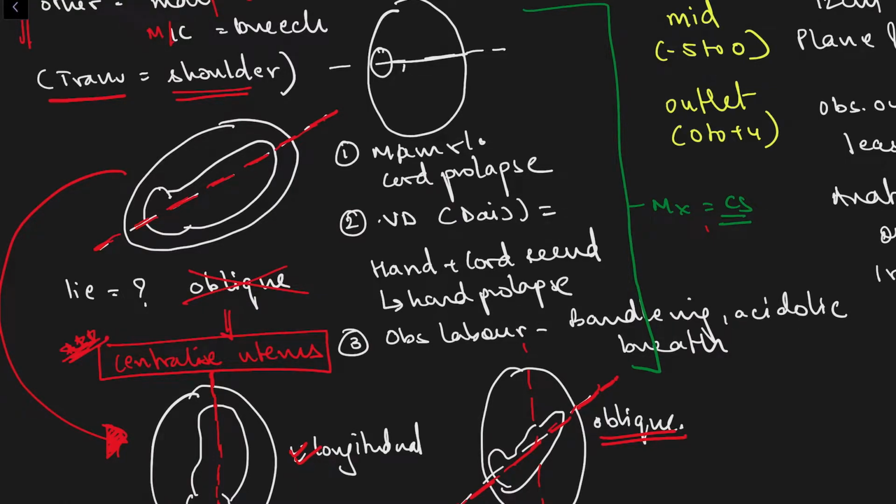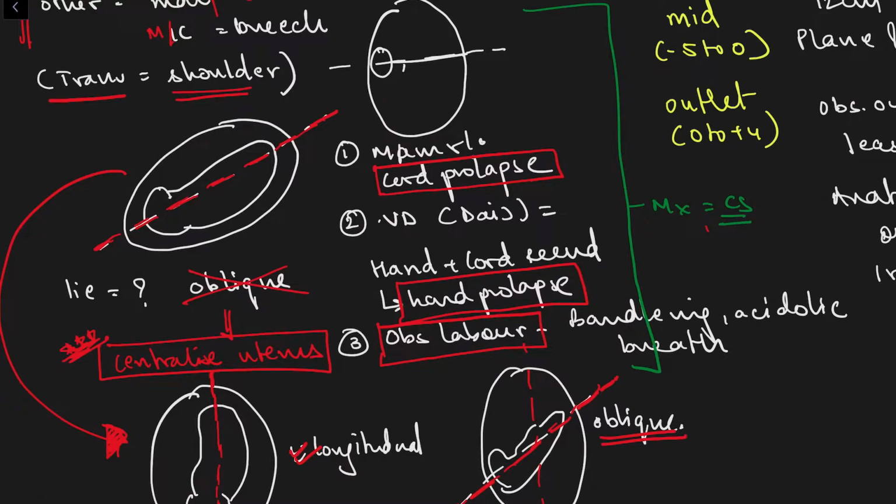So in transverse lie, there will be maximum risk of cord prolapse. And although vaginal delivery is not done in transverse lie, if it is done by an untrained dai, then what we can see is that through the introitus, a hand or a cord would be seen coming out, which is hand prolapse, again associated with transverse lie. Another complication of transverse lie would be obstructed labor.